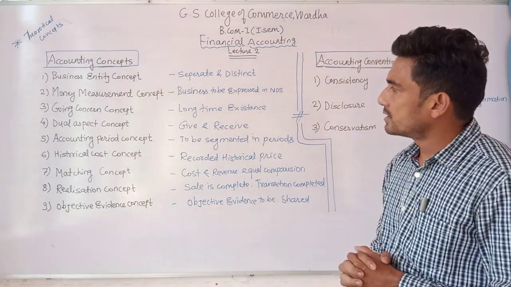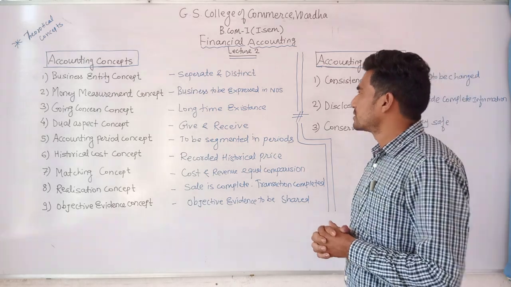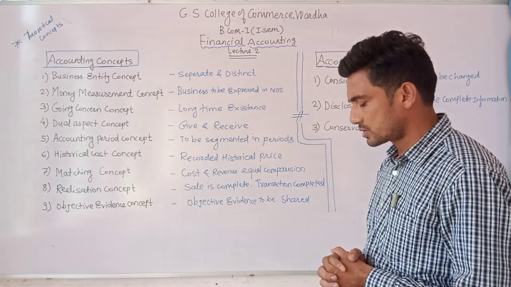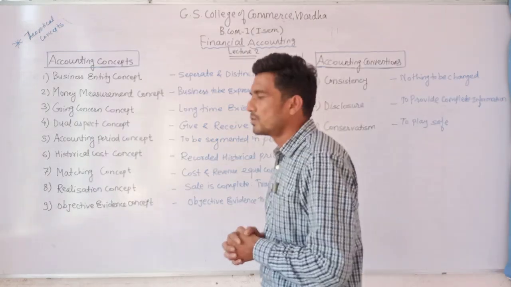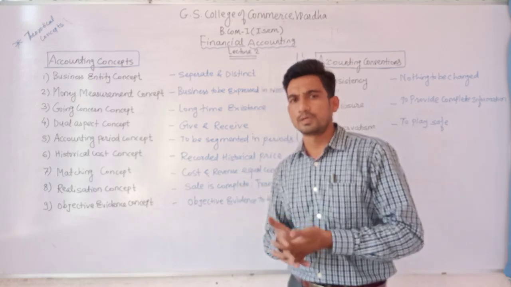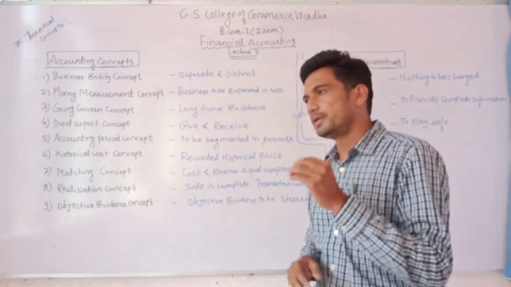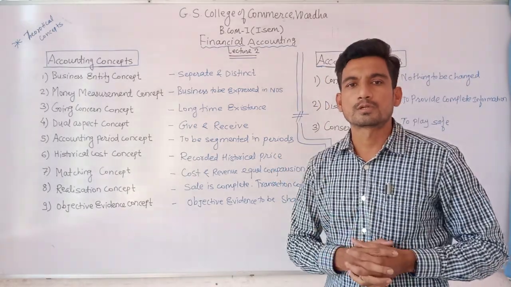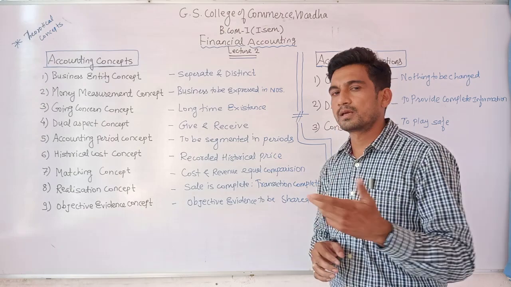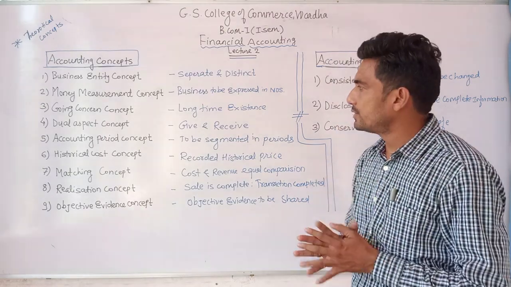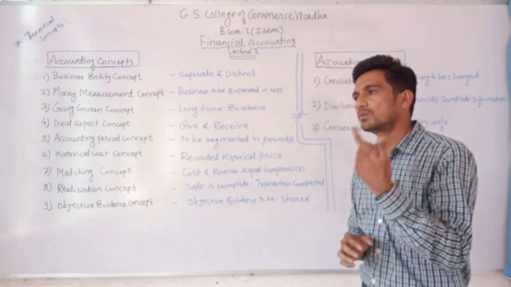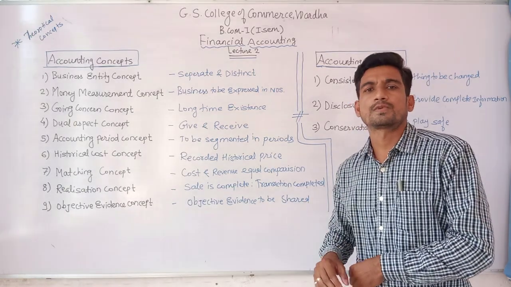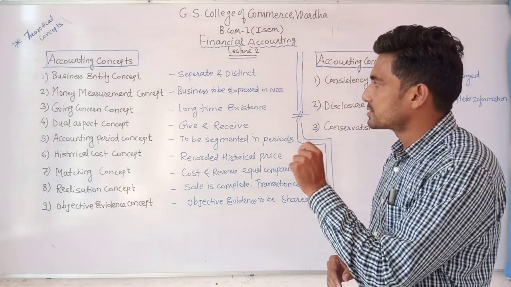Moving to the second concept, that is the money measurement concept: business to be expressed in numbers. Actually it's a very simple concept, because whatever you are doing in commerce or in accounting, you have to measure in terms of money, whether in Indian rupees or dollars or euros, but it should be measured in terms of numbers. You can't write in paragraph style, in a way that you can't measure or do calculations or comparison, because then doing financial accounting is not of any use. So the second concept is the money measurement concept.